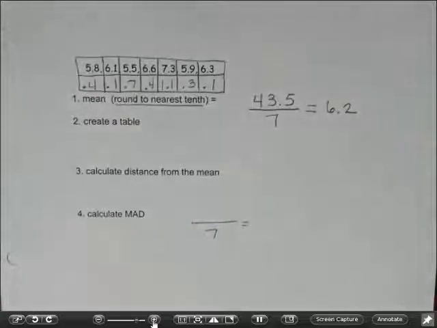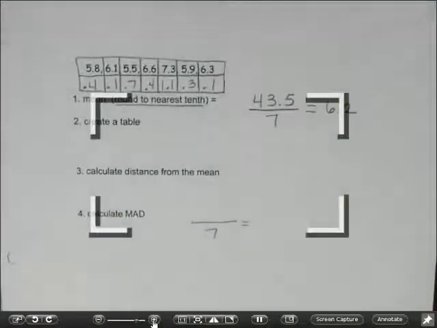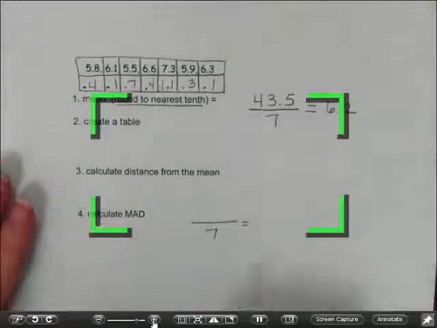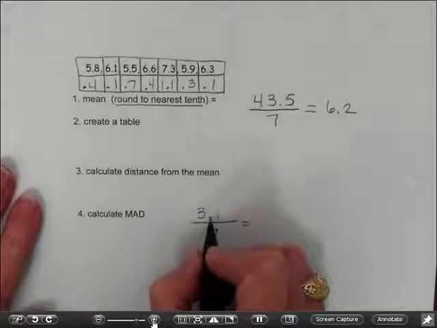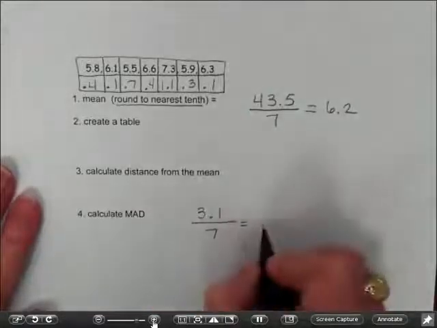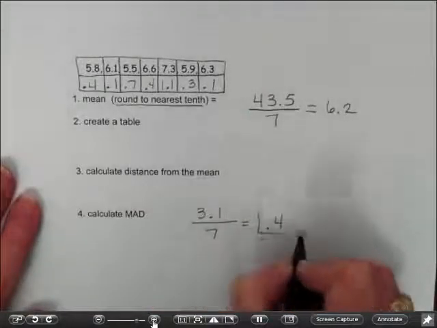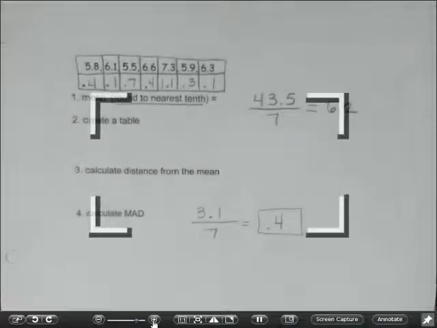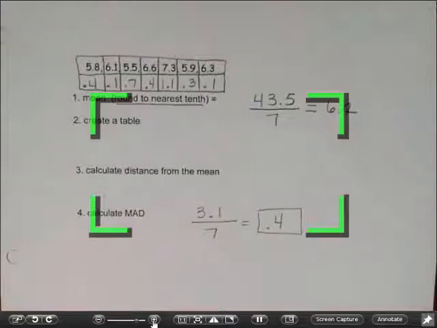Now, anytime you have decimals, that's where you want to be super careful, especially entering into your calculator. That's when it becomes really easy to make errors. So what did you get for your total when you added up these decimal values? 3.1. All right, and when you divide by 7, you get 0.4, and that's your mean absolute deviation. Okay. So it basically represents the distance from the mean. That's what mean absolute deviation is.